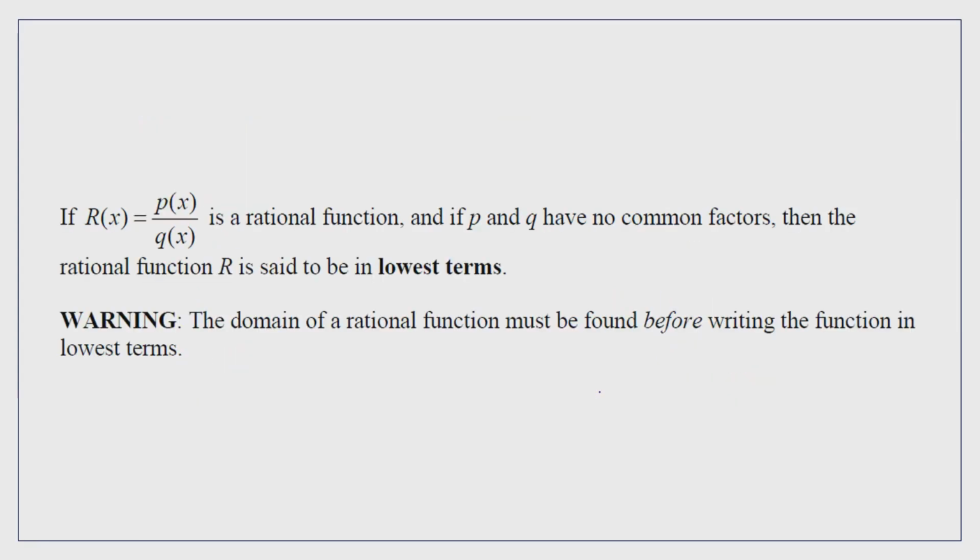Excellent. So if r of x equals p of x divided by q of x is a rational function, and if p and q have no common factors, then the rational function r is said to be in lowest terms. Warning, the domain of a rational function must be found before writing the function in lowest terms. So when we eventually get to the point where we're going to be graphing rational functions, we first want to find the domain of our rational function before we start simplifying our function.